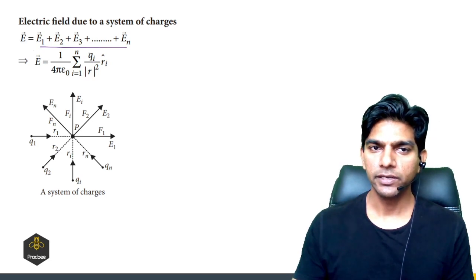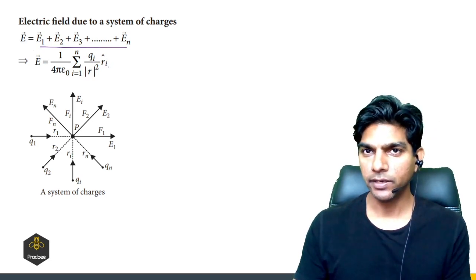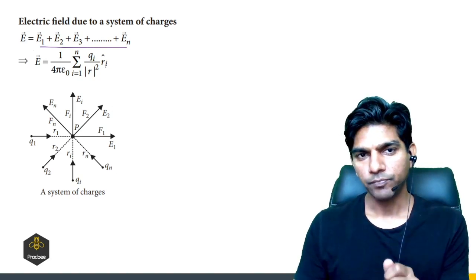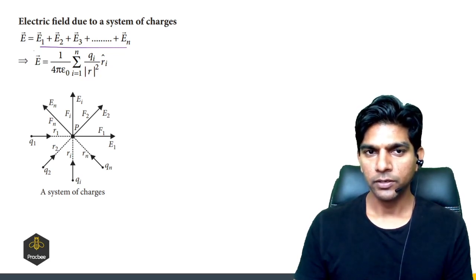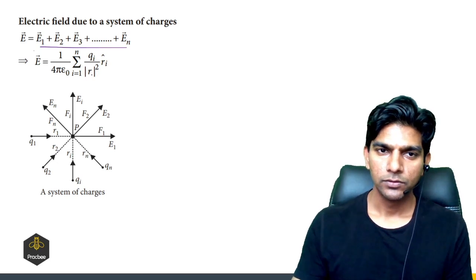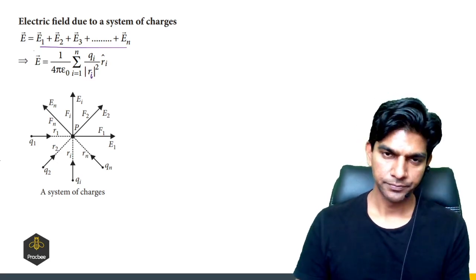So here Qi is the ith charge, r_i cap is the unit vector of the position vector of the point P from the ith charge, right? And r squared is the distance. I hope it is clear. So I should write it as r_i, right? So that you should remember.